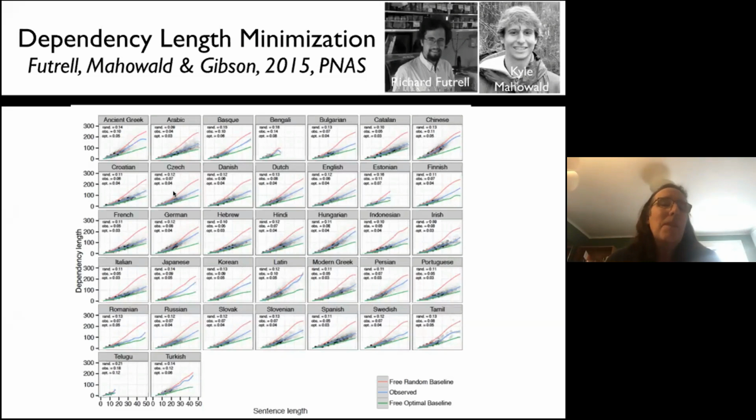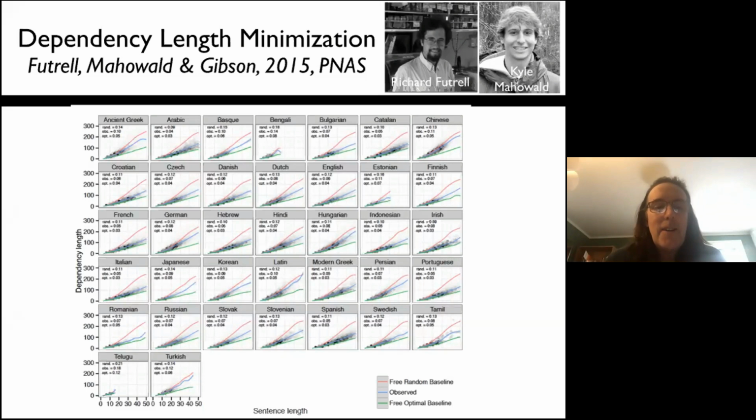which is pretty interesting. And there's lots of interesting stuff to look at here between languages. Richard's looked at more than just these 37. I think his database is up to 55, and the generalization is still there. So this is another quantitative universal, which is true across all languages, as far as we can tell, that languages minimize dependency lengths to some degree.